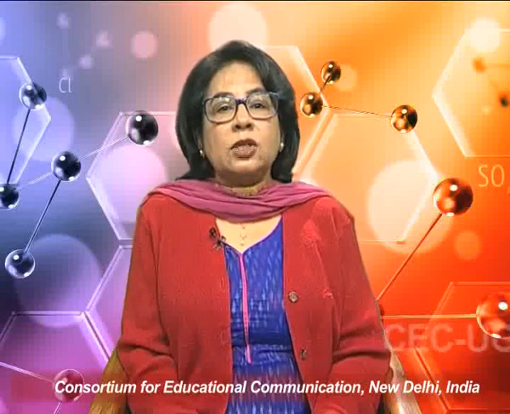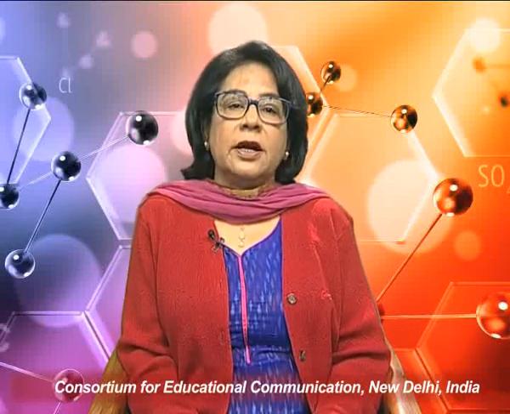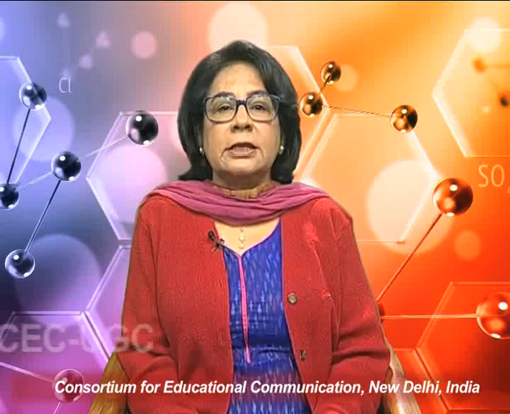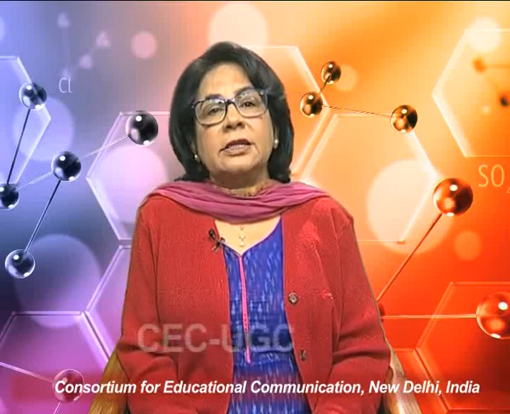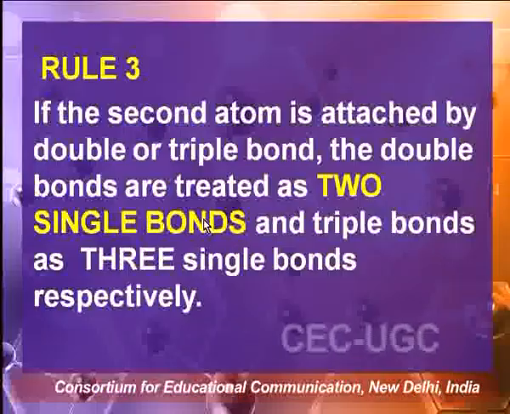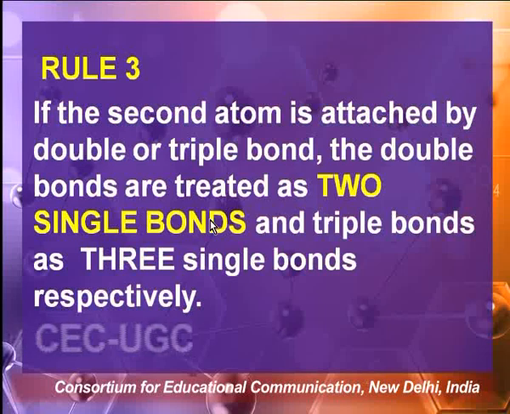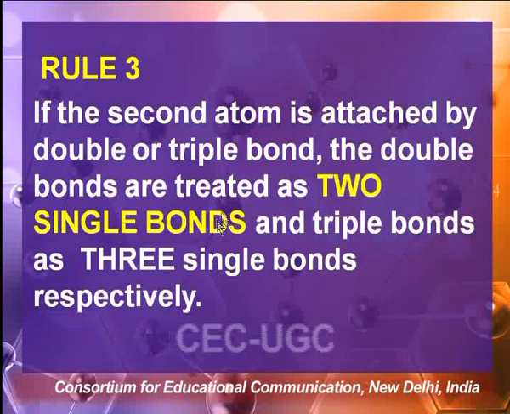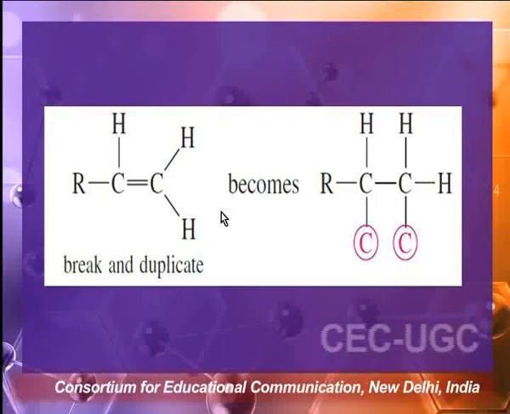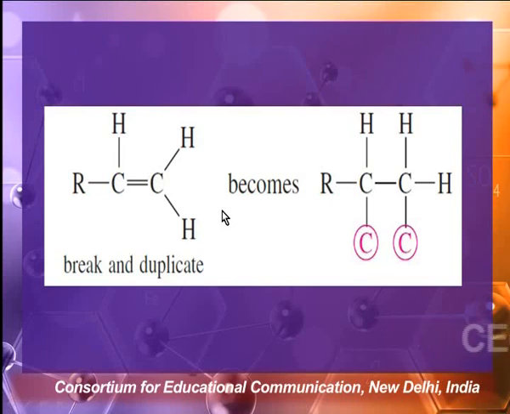Now the last point that I would like to discuss while we are giving priority to the groups is that if the second atom is attached to the chiral carbon by a double or a triple bond, then double bonds are treated as though they are made up of 2 single bonds, and triple bonds are thought of as though they are made up of 3 single bonds.